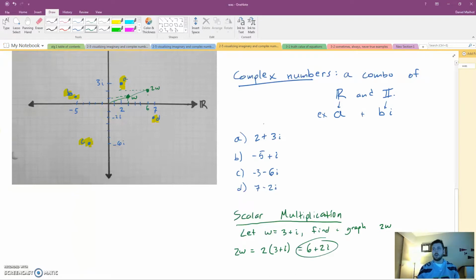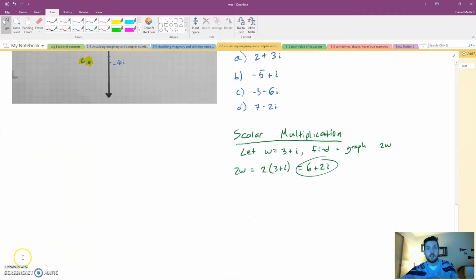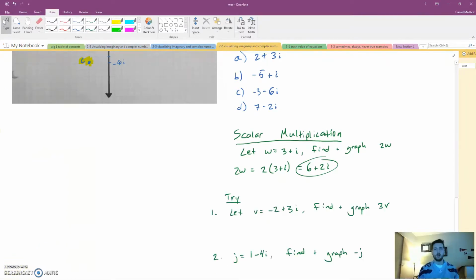So, again, try this, okay? Let me pause the video and write your problems to try. Okay. Here's 2 problems for you to try. Take the next maybe 5 minutes. You probably don't need that long. Find and graph these 2 problems, all right? Use the one we did as an example. Go ahead and pause the video and give them a try.